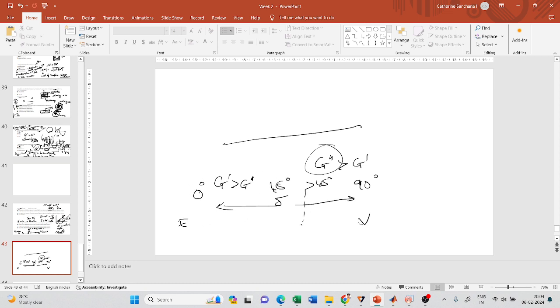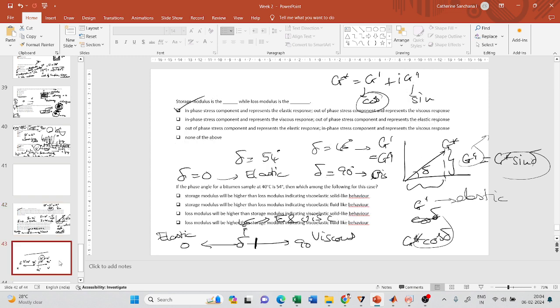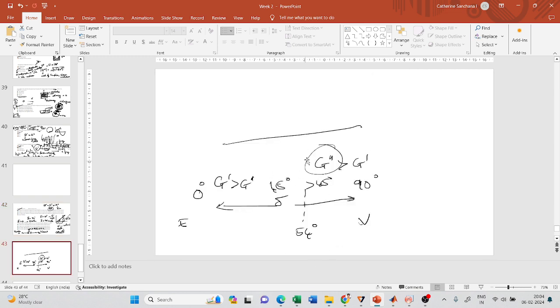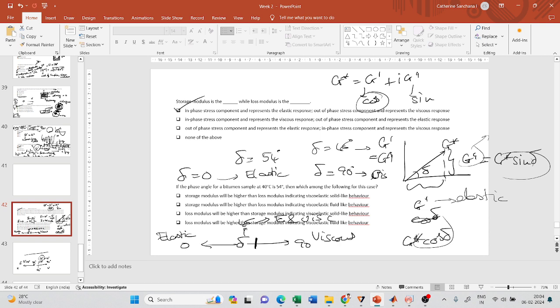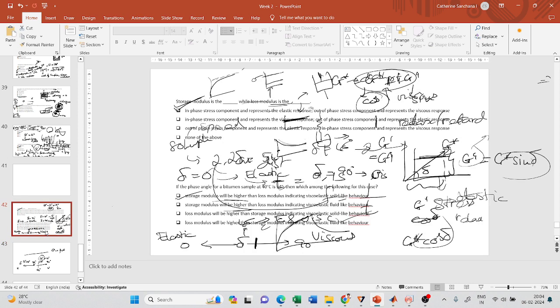So, when the phase angle is 54 degrees, what does it mean? The storage, the loss modulus. So what did I say at this point? The loss modulus is more than the storage modulus. So if loss modulus is more, it means that the fluid-like properties are more. So the loss modulus will be higher than the storage modulus, indicating fluid-like behavior.